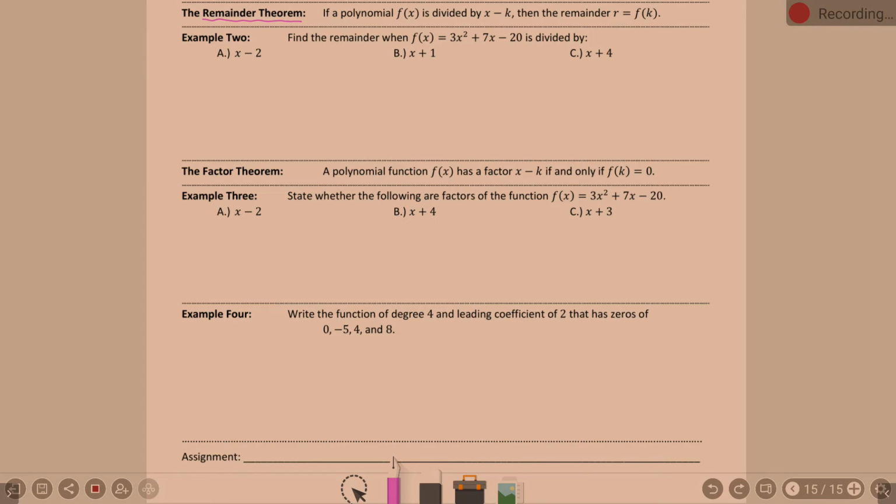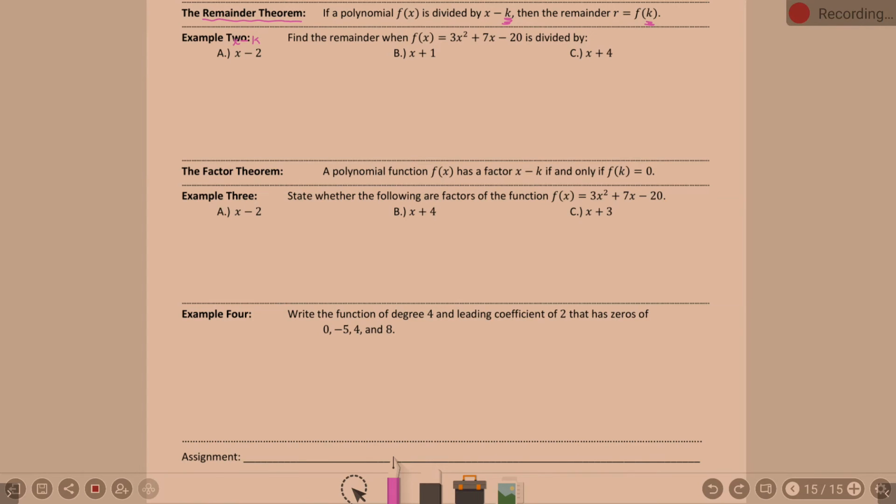The idea here, so this x minus 2, that's of the form x minus k, right? Because what they're asking here in example 2 is find the remainder if f of x equals 3x squared plus 7x minus 20 is divided by x minus 2. Could you do this using long division? Go for it. You'll get the same answer that I'm going to get here in a moment. But the remainder theorem says if you're just dividing by x plus or minus the number, you take that k value and you plug it into the equation, and that will give you your remainder.